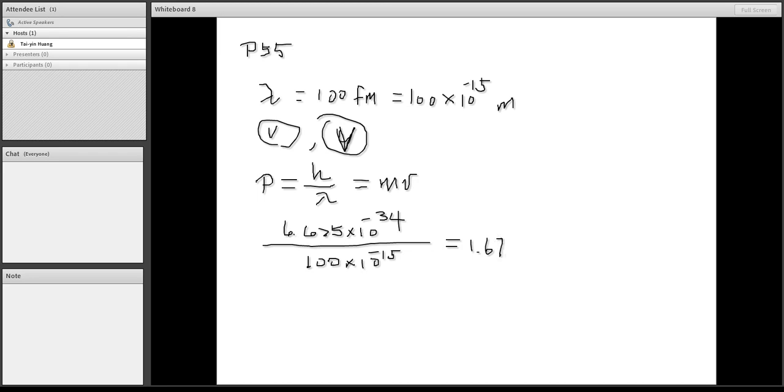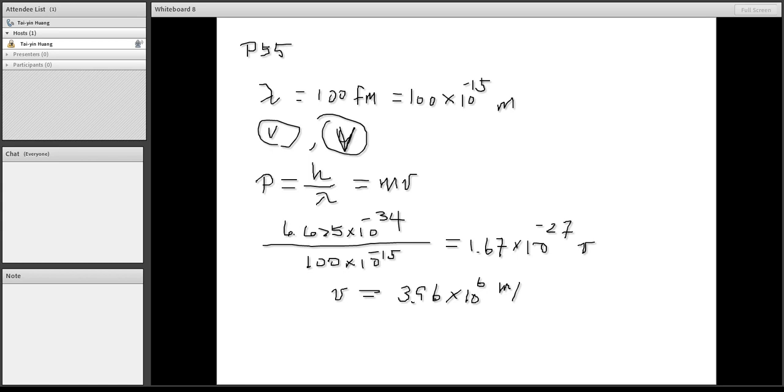It's 1.67 times 10 to the negative 27 kilograms, and then times the velocity. So from this, you can calculate your velocity, and that velocity is equal to 3.96 times 10 to the 6 meters per second. So this is how fast the proton will move.